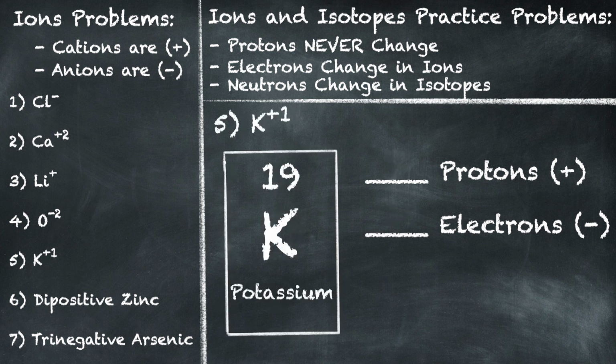Potassium plus 1. Okay, potassium has a plus 1 charge, meaning it has one more proton than electron. It has 19 protons because its atomic number is 19. That means it has 18 electrons.